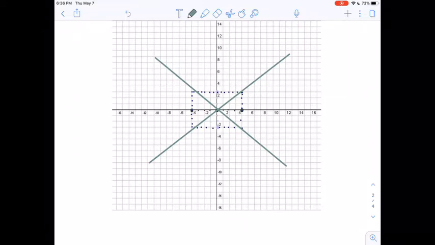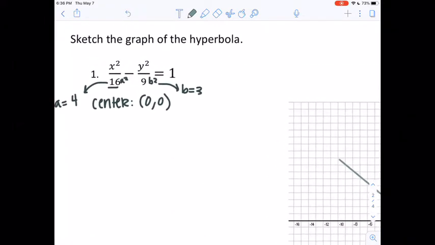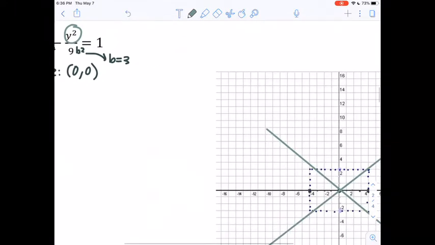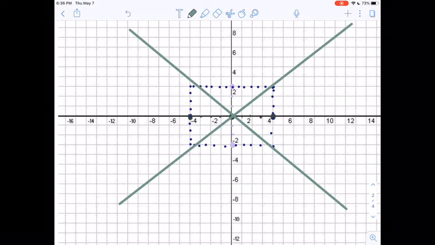Okay, so now this is where it's important to know, does my graph open up and down, or does it graph left to right? Because that's going to determine which one's actually my vertex. Is it the dark green dots or is it the purple dots? Well, let's look. It's subtracting y. So it's kind of like my hyperbola is repelling y. So that means it's opening left and right.